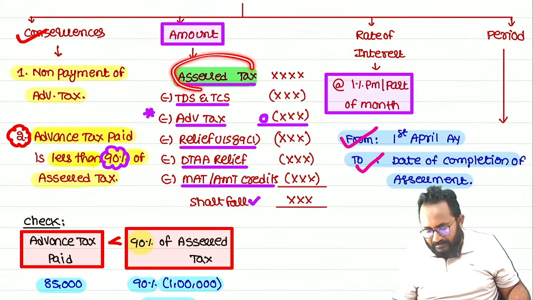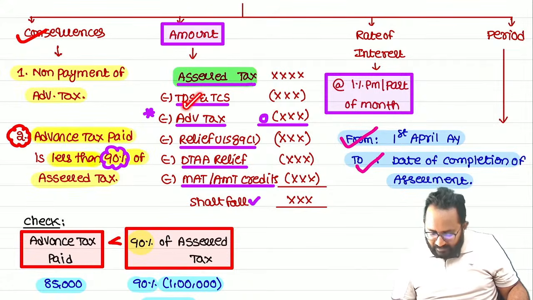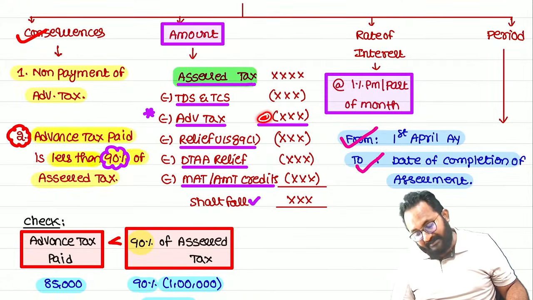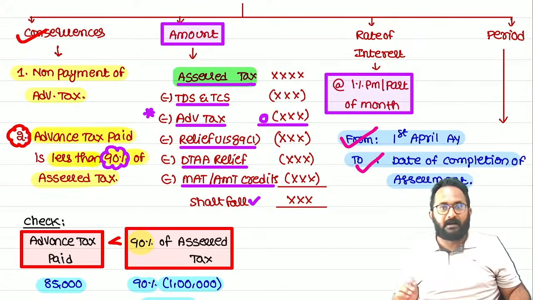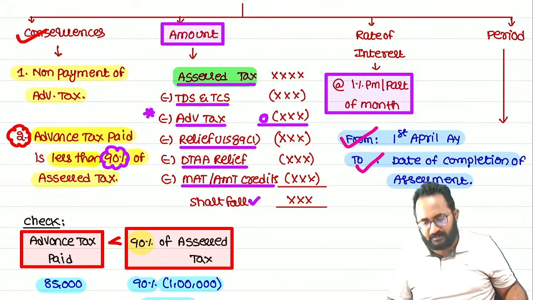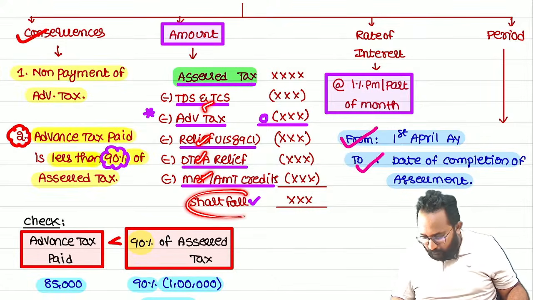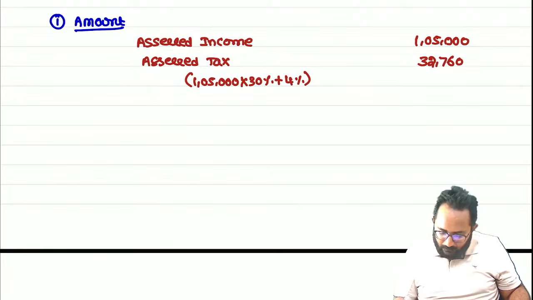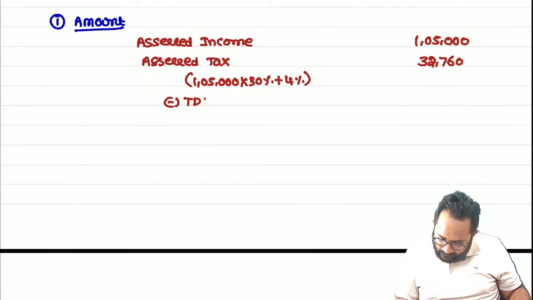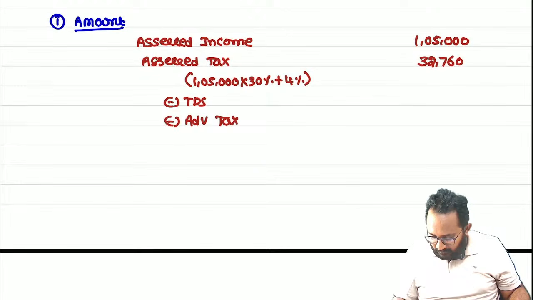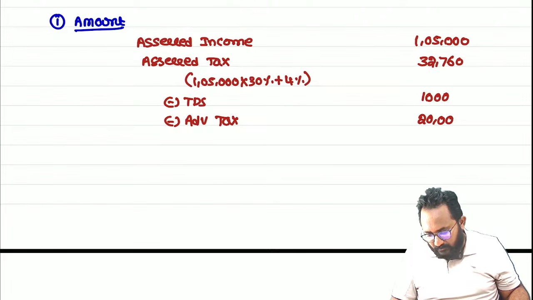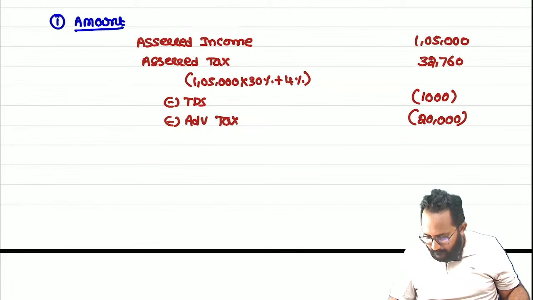We calculated the AO determined tax, TDS, advance tax. If anything is paid, please reduce, otherwise 0. But here somewhat we paid, how much? 20,000. All other credits also remove. You will get the shortfall: assessed tax minus TDS minus advance tax. Tell me, TDS how much? 1,000. Advance tax 20,000. Tell me shortfall.